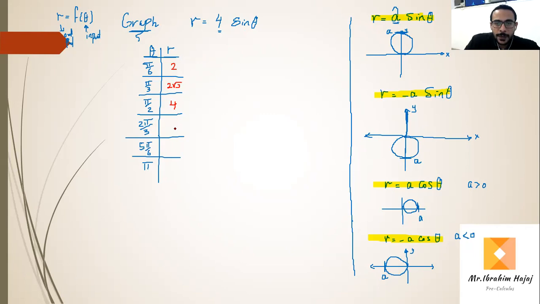Okay? When it's 2 pi over 3, substitute here, guys, 2 pi over 3. Sine 2 pi over 3, and then multiply the result by 4, giving 2 radical 3.